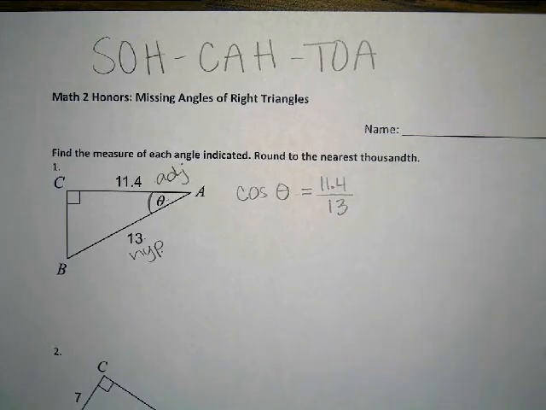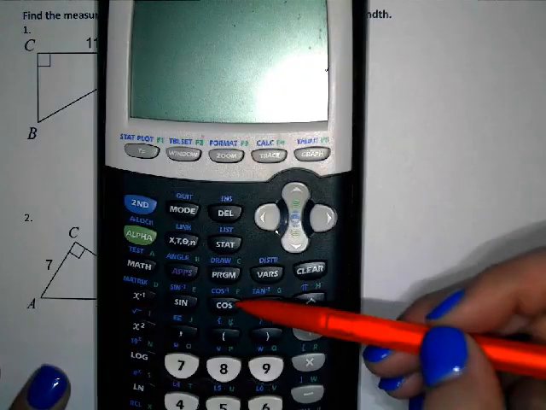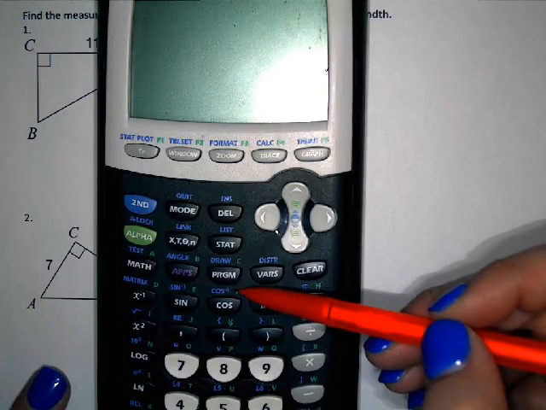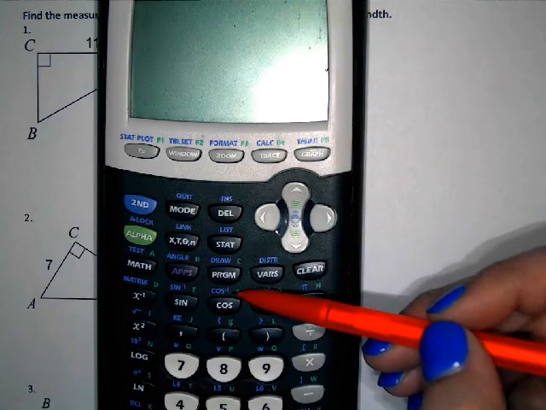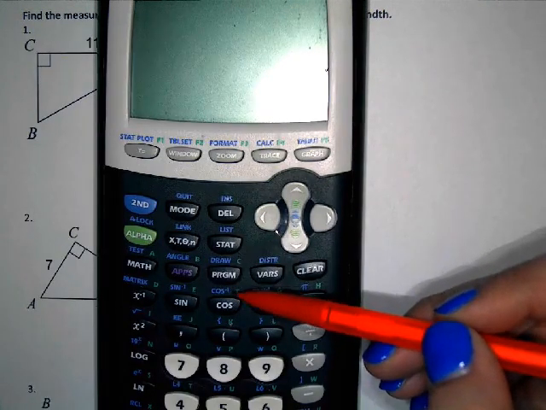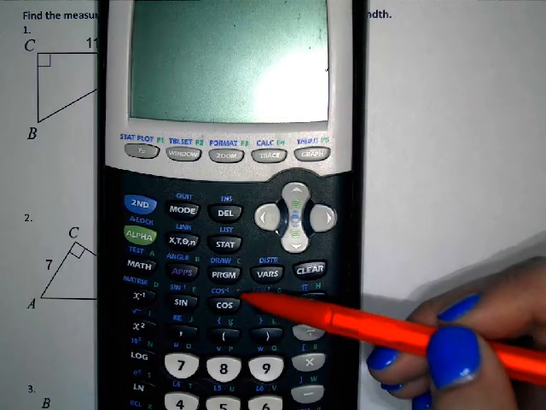So if you grab your calculator and you look right above the cos button, you can see cos to the -1. Does everyone see that? That's actually cos inverse. That's how you undo a cos. It's kind of like dividing by cos, but not quite. So that's how we're going to undo a cos, all right?